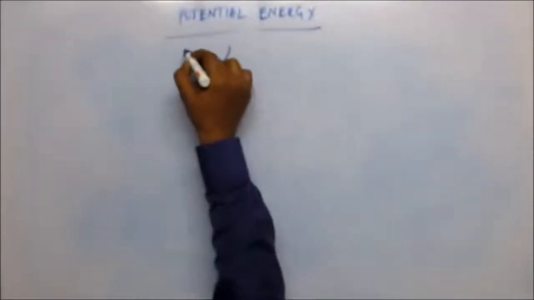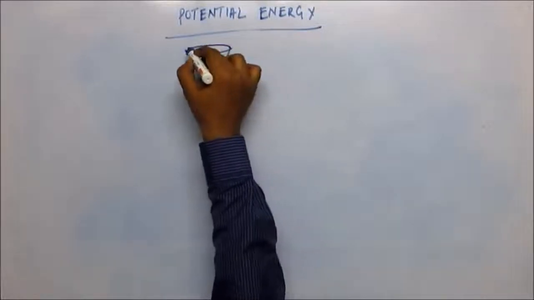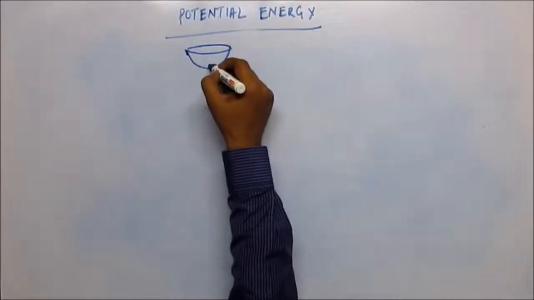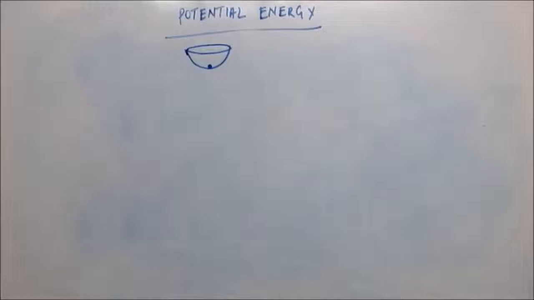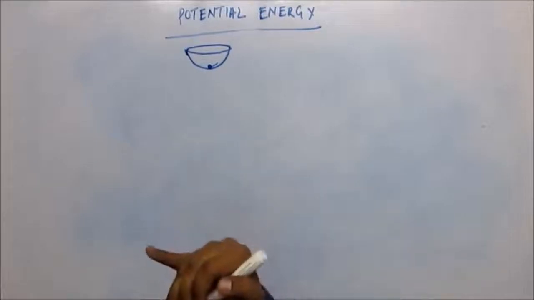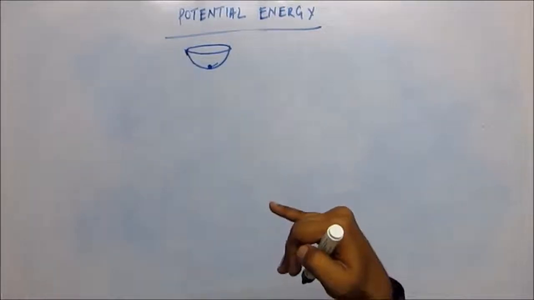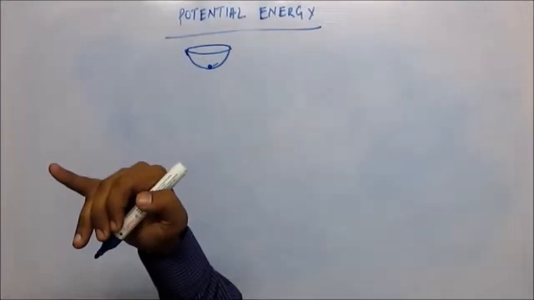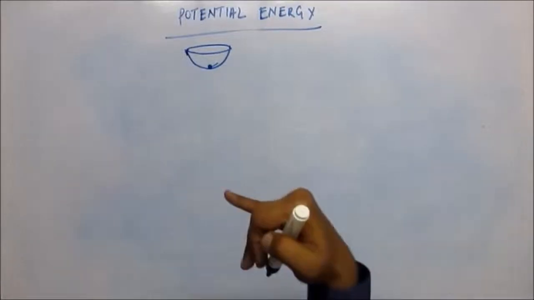Suppose we have a situation like this. There's a bowl and there's a ball kept at the center. Now if we push this ball, it is going to roll a little upward and then come back. And if we do the same on the other side, it's going to go upward a little bit and then come back.